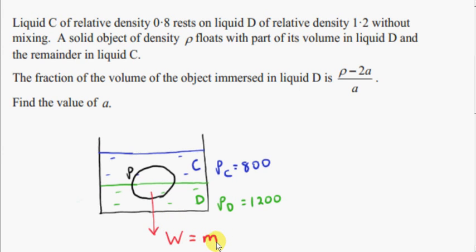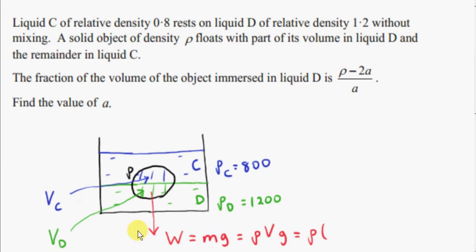So the weight of the object is its mass times g. What is its mass? Well, its mass is its density times its volume V. Now, we can divide this object into two sections. One section has volume Vc. That's the part of the object that's in liquid C. And the other part of the object has volume Vd. That's the part of the object that's in liquid D. So we can write the volume of the object as Vc plus Vd.